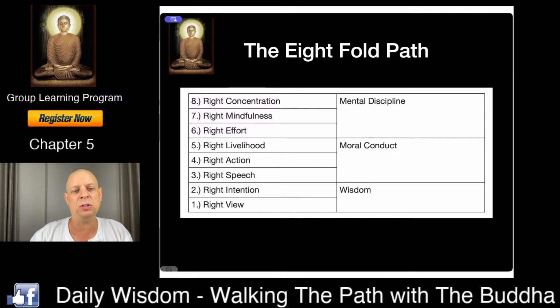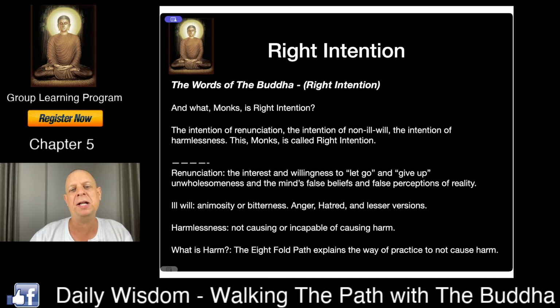So then after you understand right view, you move into right intention, which some people translate as right thinking or right thought, because this is how your mind needs to be thinking. There are three aspects to right intention, where the Buddha teaches about the intention of renunciation, non-ill will, and harmlessness. Renunciation is where the mind has an interest and willingness to let go and give up its unwholesomeness, the mind's false beliefs and false perceptions, its confusion, its misunderstandings.